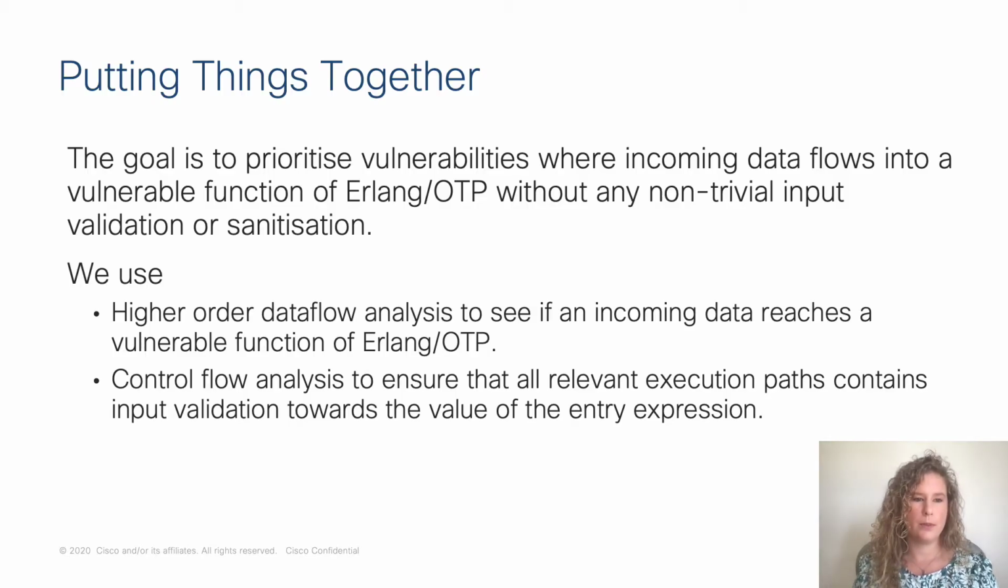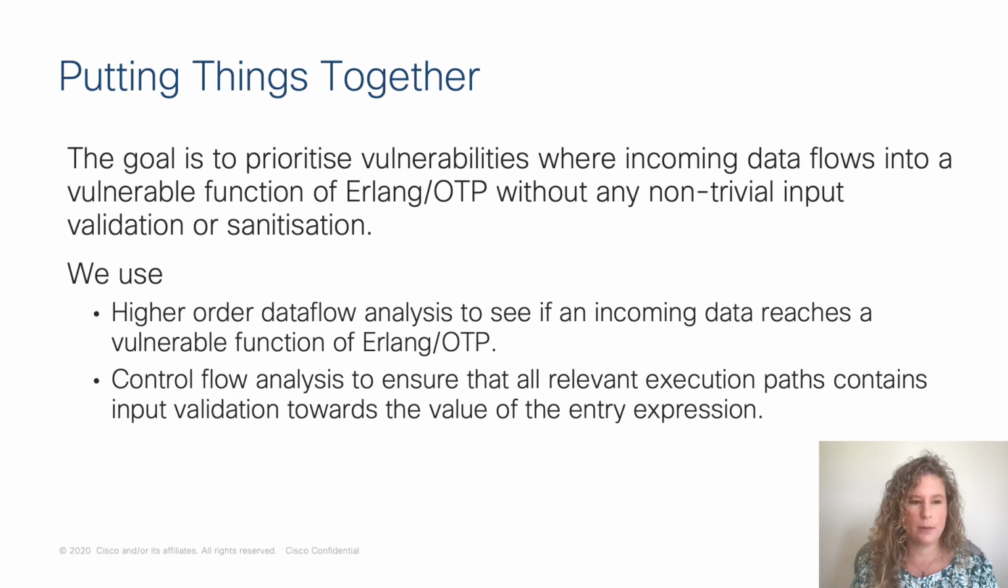So our goal is to prioritize vulnerabilities where incoming data flows into a vulnerable function of Erlang OTP without any non-trivial input validation or sanitization. If you think about it, those are the most critical ones, because it means that whatever a trust zone is going to receive, it is going to reach the vulnerable function of Erlang OTP. So this gives attackers a possibility to exploit our code.